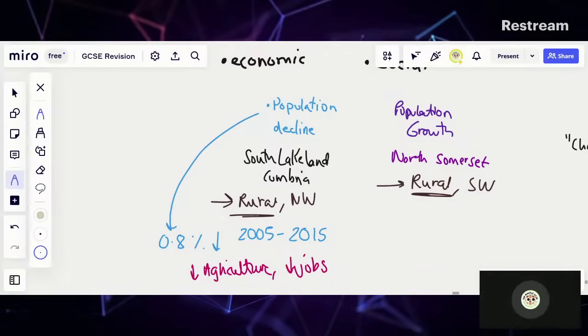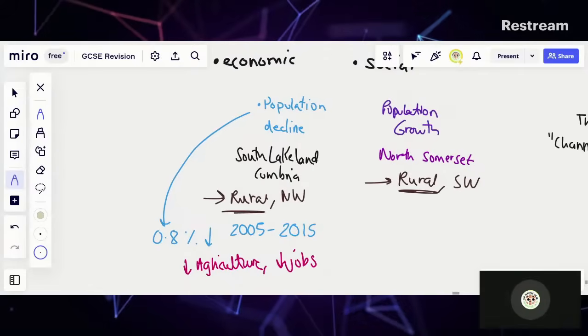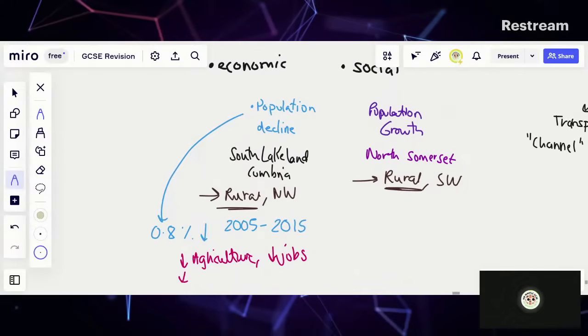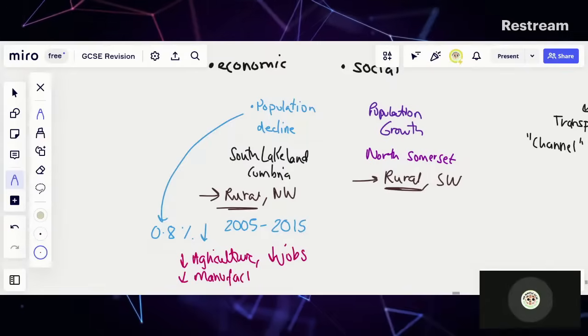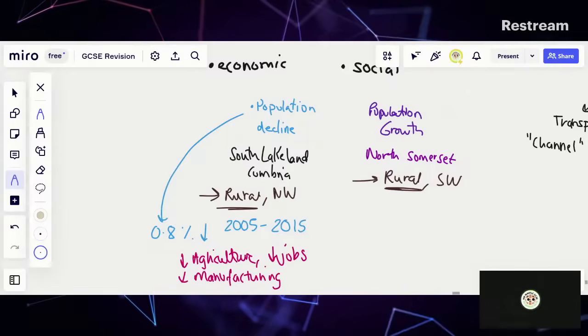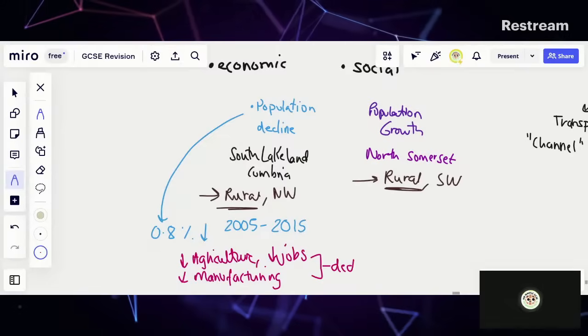Also, there was a decline in manufacturing. So, it wasn't just the primary industries, it was also the secondary industries that were declining in this area. So, both of these were in decline.